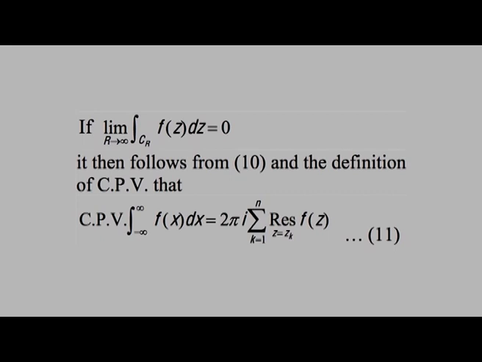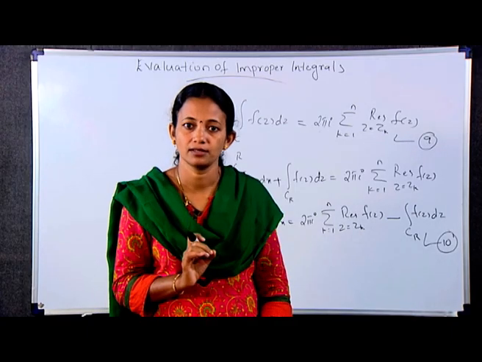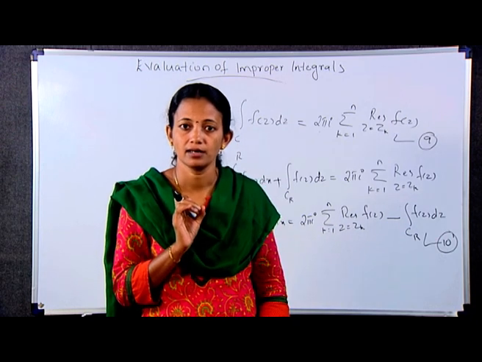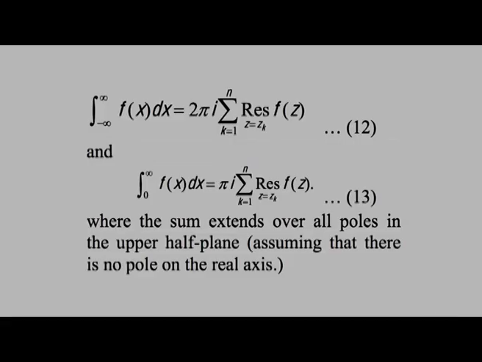If limit r tending to infinity integral over CR f z dz is equal to 0, it then follows from equation number 10 and the definition of Cauchy principal value that CPV integral from minus infinity to infinity f x dx is equal to 2 pi I sigma k varies from 1 to n residue of f z at z is equal to zk. Again, if f x is even, equations 6 and 7 together with 11 tell us that integral from minus infinity to infinity f x dx is equal to 2 pi I sigma k is equal to 1 to n residue of f z at z is equal to zk.